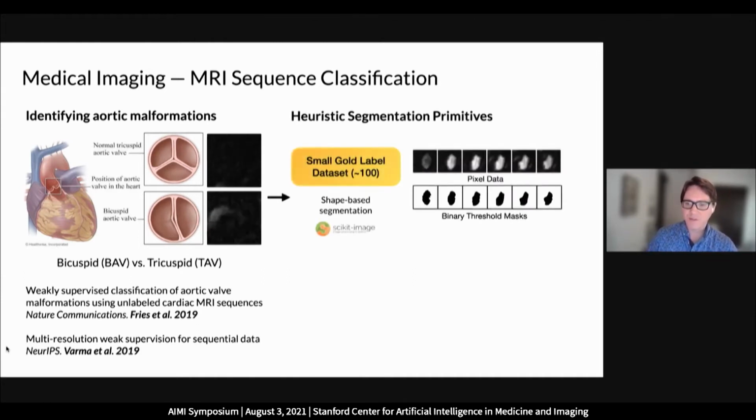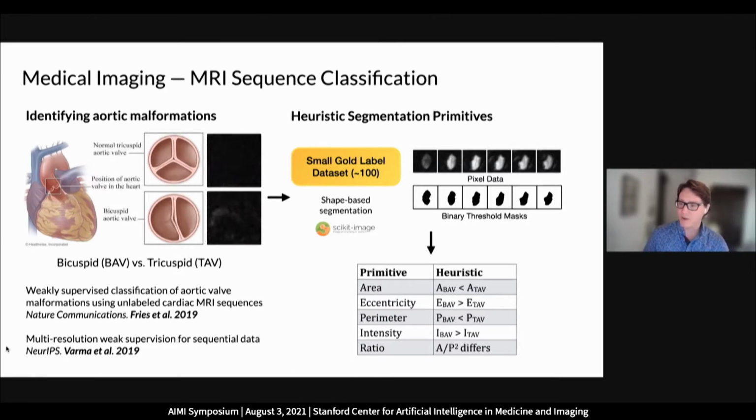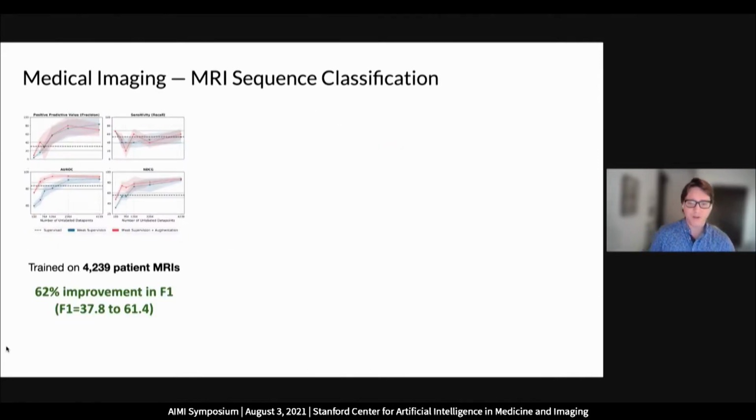What we did is we found that you could use fairly noisy segmentation primitives of the localized aorta to generate shape statistics about the aorta in motion. Using those to generate a few features based on a small labeled data set, we were able to build a weakly supervised system to discriminate BAV from TAV. Then we generated a gigantic, over 4,000 patient training set, and trained a model at scale, where we found that training at that size provided a 62% improvement in F1.